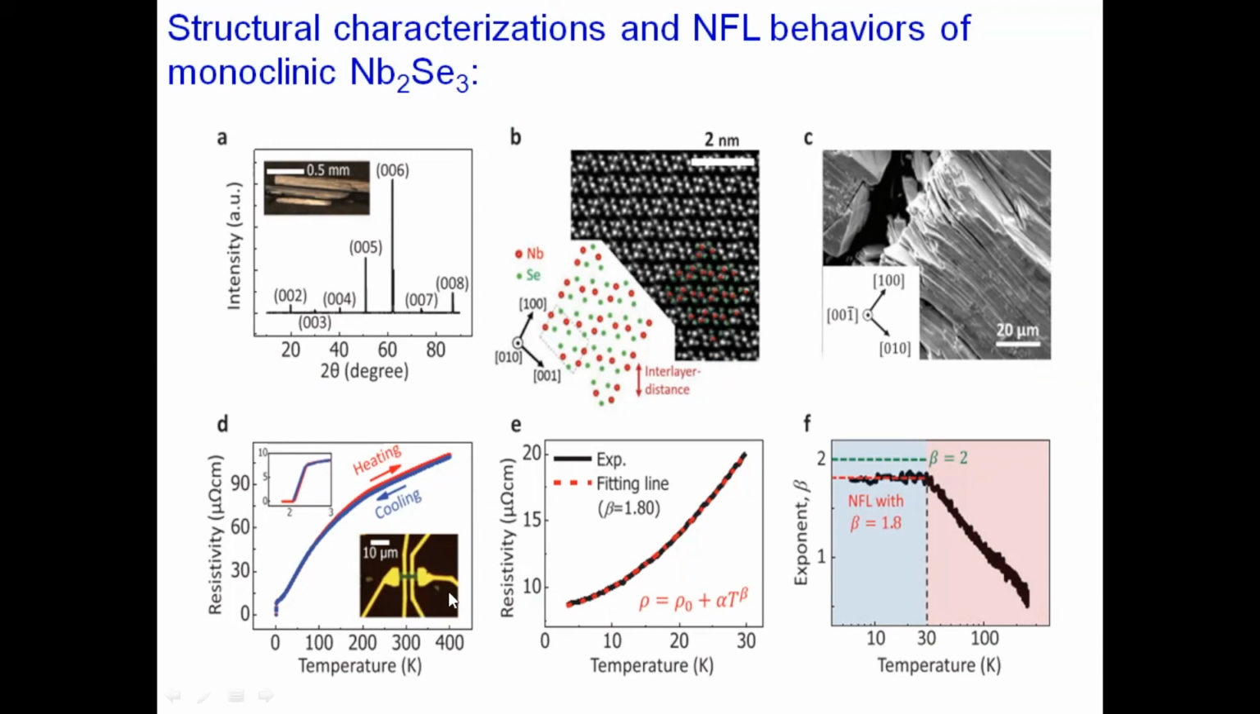And the lower inset is the Hall probe and Hall bar. It is 20 nanometer thickness of niobium selenide. It is the Hall bar arrangement where Hall measurements have been carried out. And this is the resistivity during the cooling and heating procedure. Then this is the structural description of these materials.